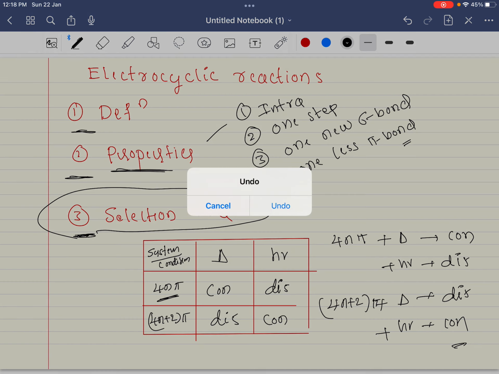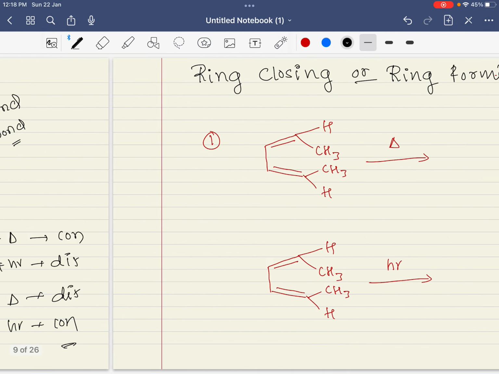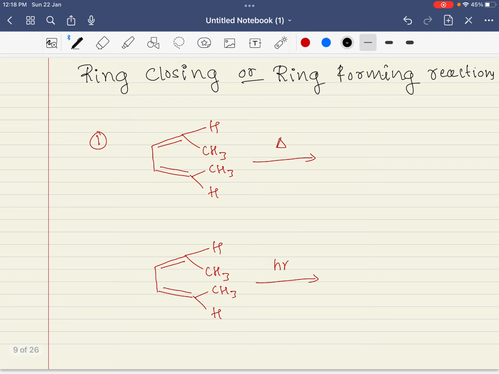Now with this knowledge we'll solve some electrocyclic reactions. In electrocyclic reaction two kinds of examples you'll see. First is ring closing type and another one is ring opening type. First we'll see the first type, that is ring closing. Consider the first example. Look here, there are 2 pi bonds.